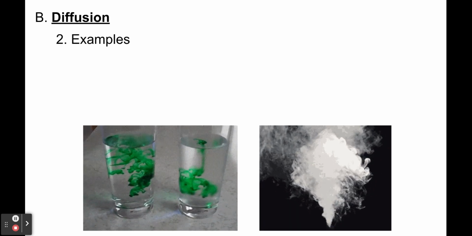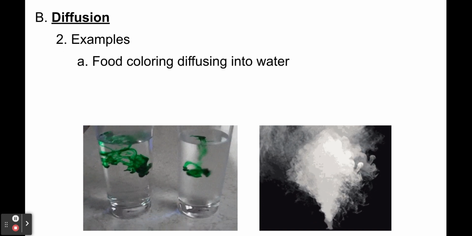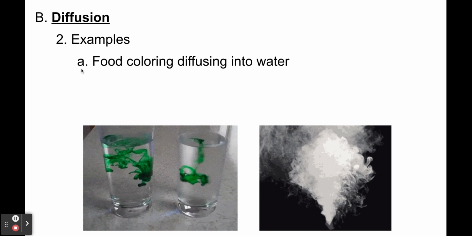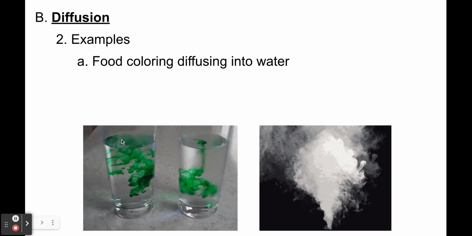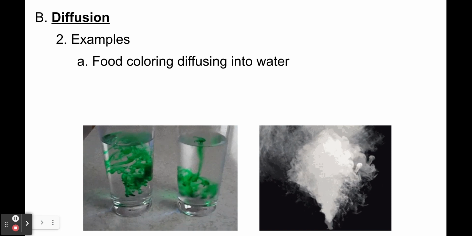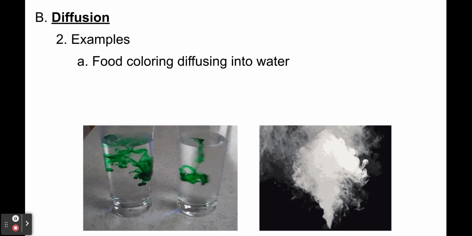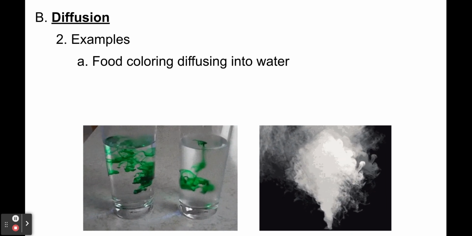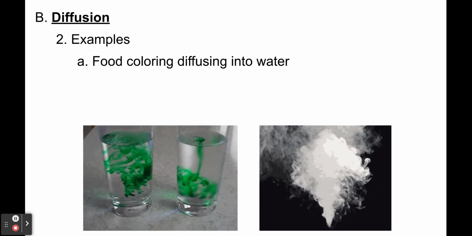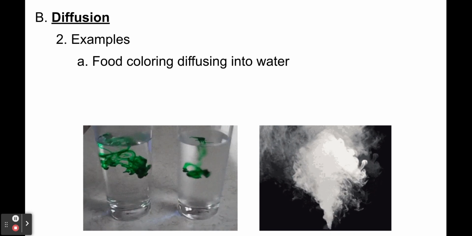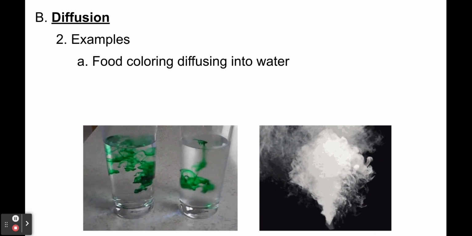Still in diffusion. Now, number 2, examples. First example, little a, food coloring diffusing into water. If you put a drop of food coloring in a glass of water without stirring it, without touching it, without moving the glass, that food coloring will spread itself out until the whole cup of water is evenly colored, and there's no more clumps or regions that are darker than the others. That's diffusion of the food coloring through the water.